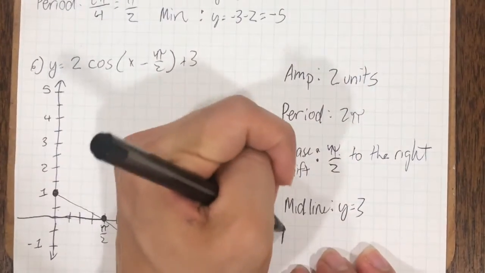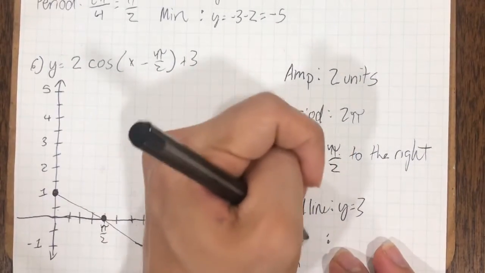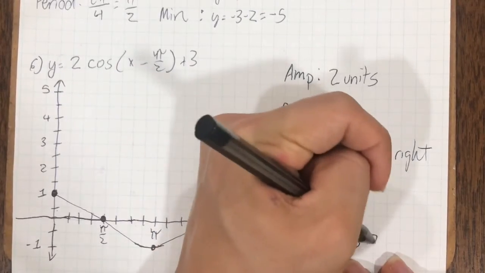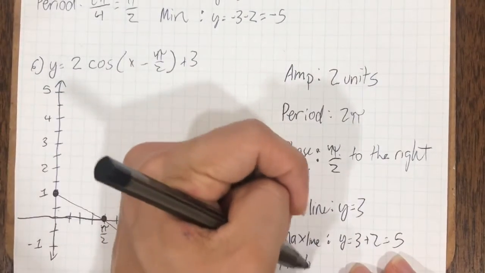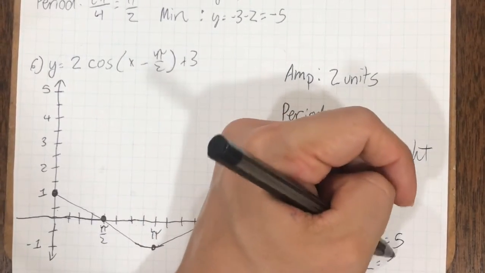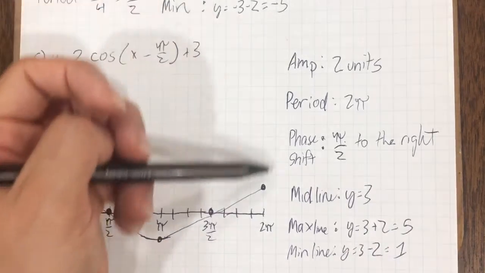And then I have my max and my min line. To figure out the max line, I'm going to take 3 and add it to 2, and I get 5. For my min line, I take 3 and subtract 2, and I get 1. So I have all of these pieces of information.